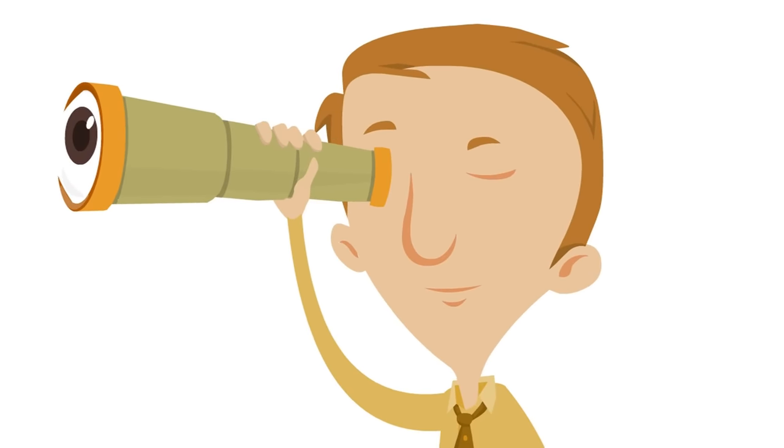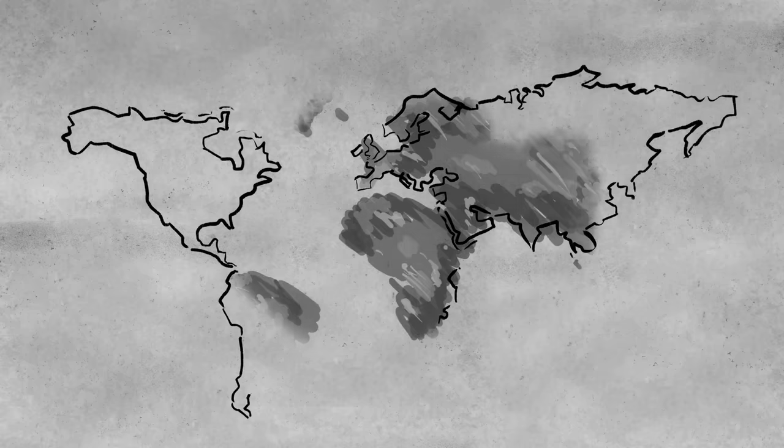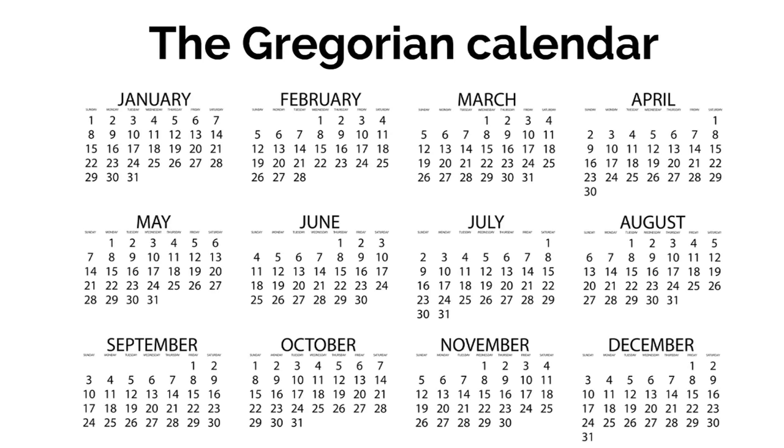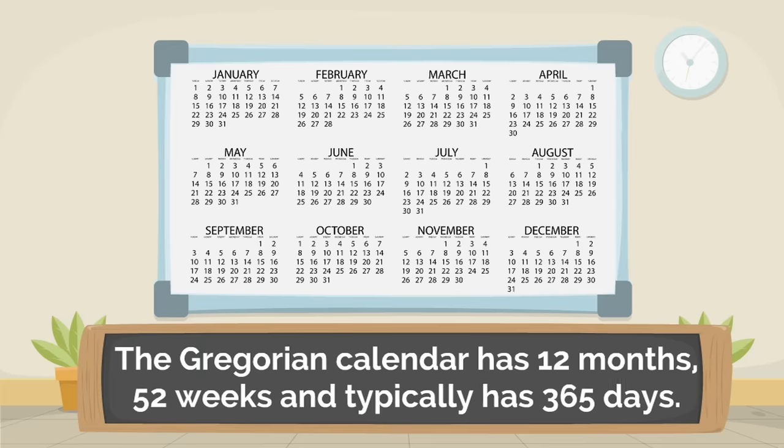Well, we have to learn more about our calendar to discover that. There are lots of different calendars used all over the world, but the calendar that is most commonly used is called the Gregorian calendar. Can you say that with us? The Gregorian calendar. Gregorian calendar. The Gregorian calendar is probably the calendar that is used in your classroom or in your home right now. The Gregorian calendar has 12 months, 52 weeks, and typically has 365 days. Notice we said typically because there are leap years, and leap years are years that have an extra day, but usually 365 days.